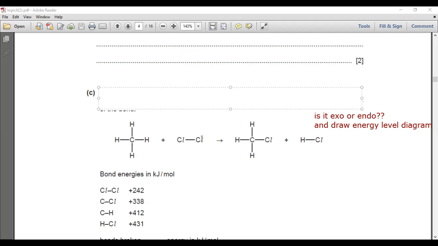Yes, yes, I received it. Kauthar, 4 multiply 412, that's okay, plus Cl-Cl bond is 242. That's okay. Energy in, okay, Kauthar. Energy out: 3 multiply 412 is okay, C-Cl bond 338, H-Cl bond 431. That's okay. Yes, it's okay, Kauthar. Bravo. Where is the answer?